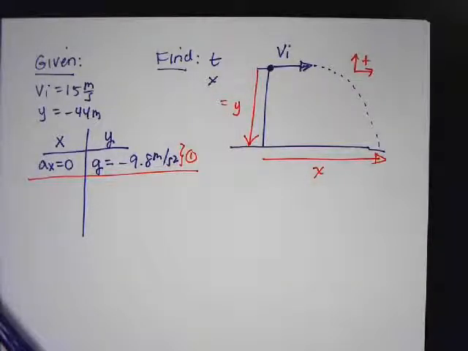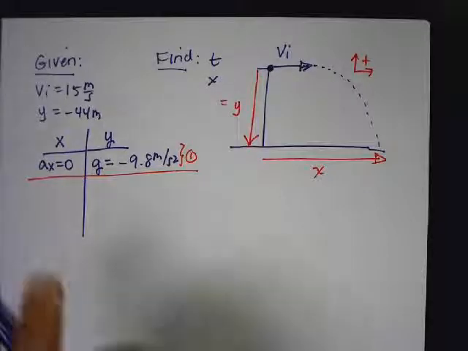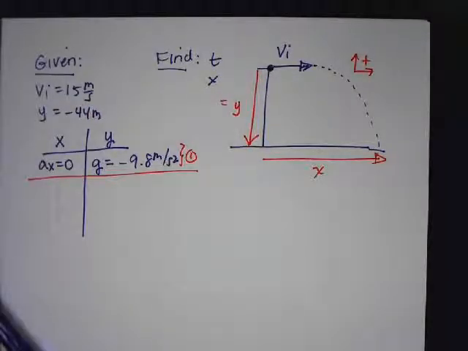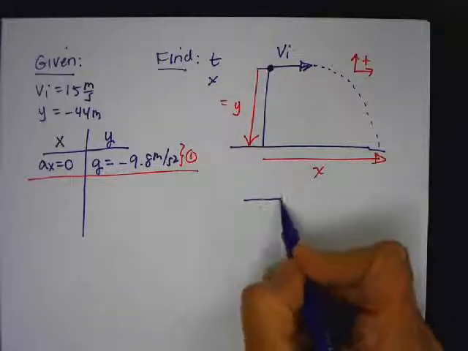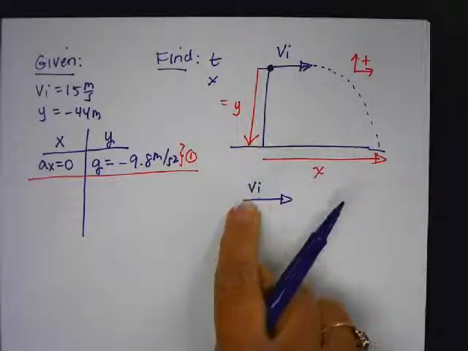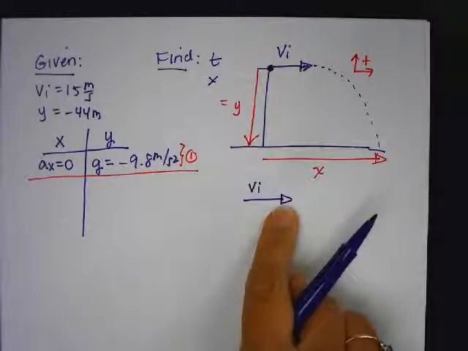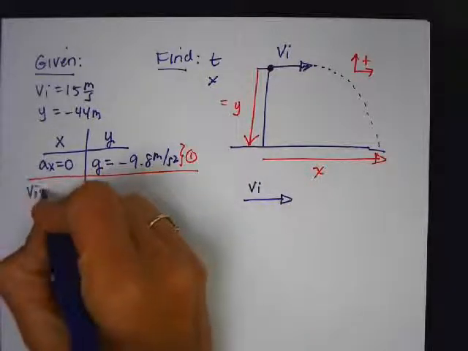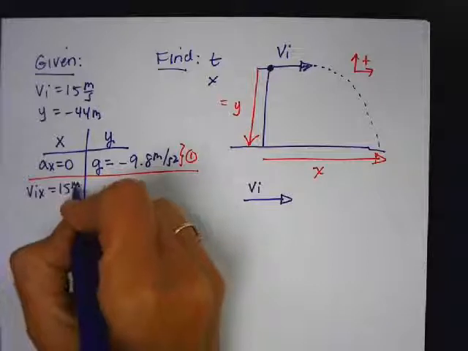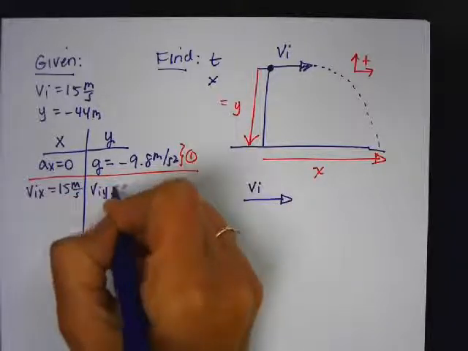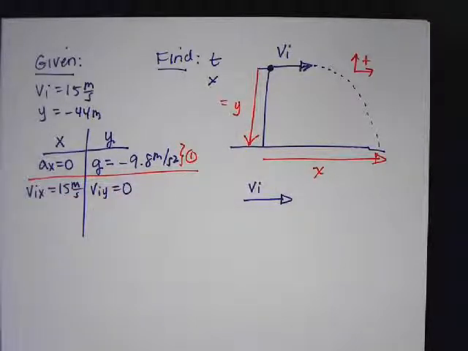What you're going to do next is, if you're given your initial velocity, you're going to find the horizontal and vertical components. So if we look at a section, here's VI. VI is all horizontal. It has no vertical component. So VIX is equal to 15, and VIY is equal to 0.